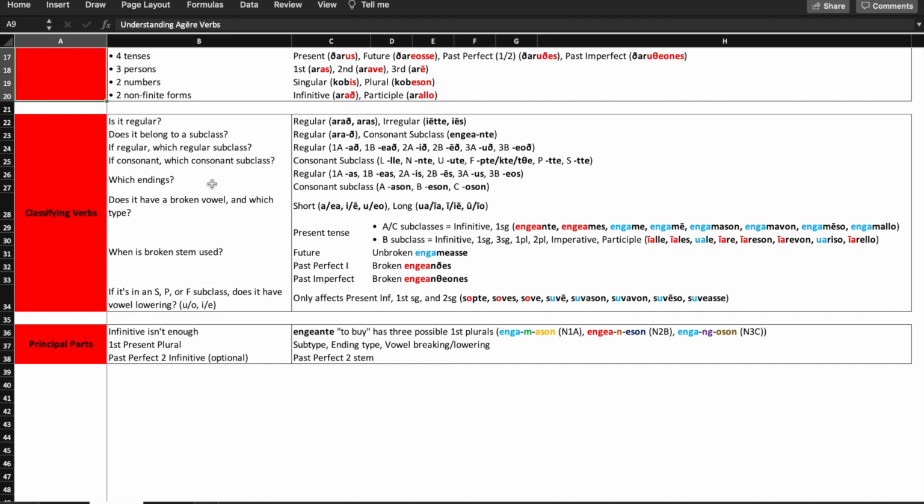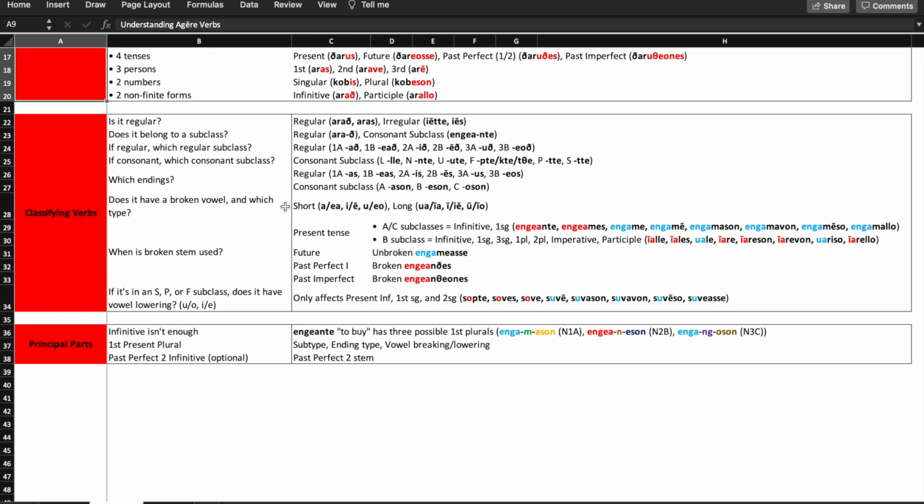The next question you have to ask is, once you know the subclass, which endings will the verb take? Now, regular verbs will take regular subclass endings. Here's an example of the first person singular, whereas consonant subclasses have 3 ending classes that they fall into, as exemplified here by differences in the first person plural.